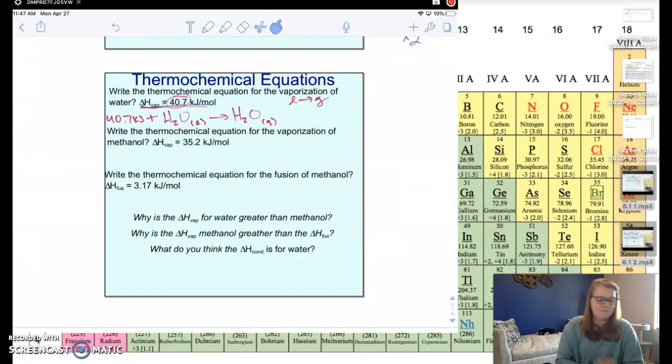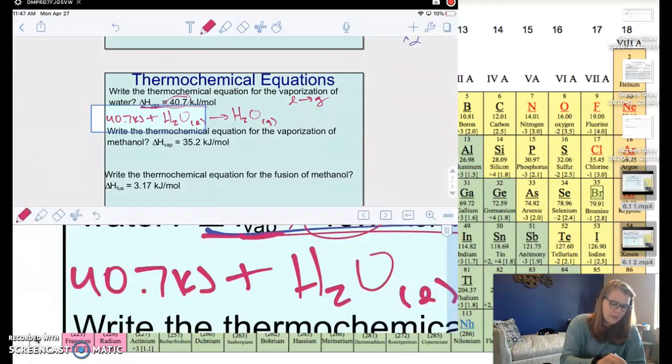That's it. That's all you've got to do. You could have written the semicolon notation. Both are fine. Both are valid. Honestly, if I ask for the thermochemical equation, I'll either be specific, and if I'm not, you can do either one. Okay, let's try the next one.